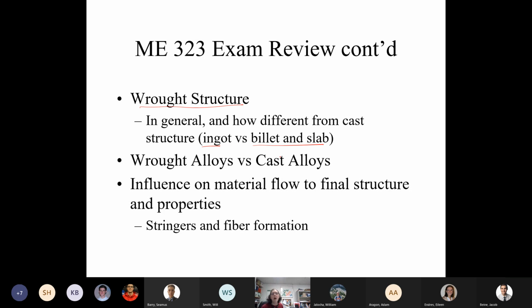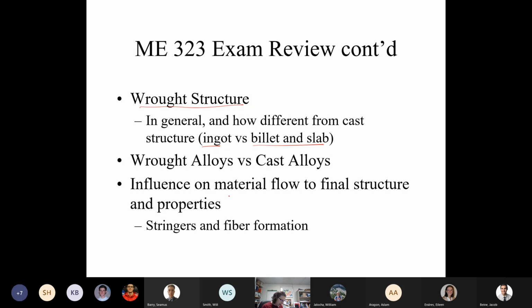This is mainly the composition. Cast alloys, we know, are close to the eutectic. Wrought alloys, they tend to be closer to the terminal side. So wrought alloys tend to be closer to the pure metal. Not always, but cast alloys, again, tend to be close to eutectics.